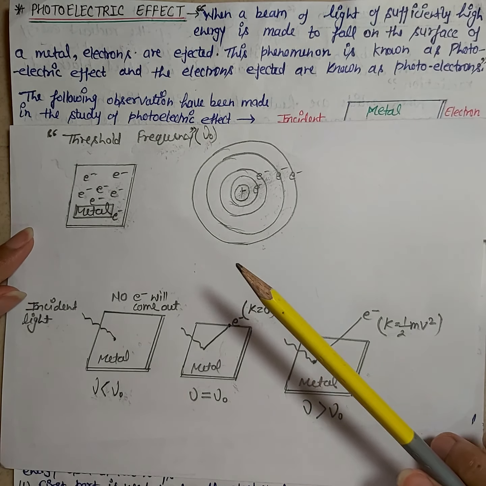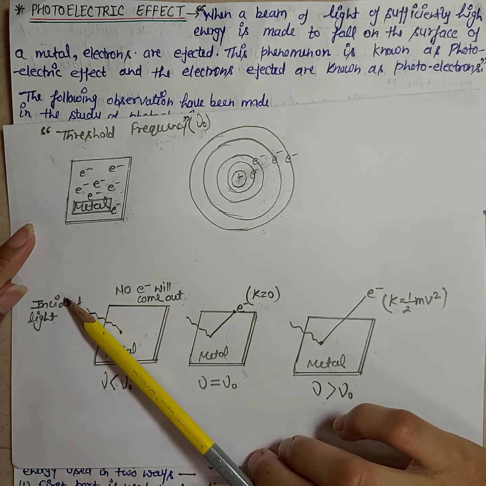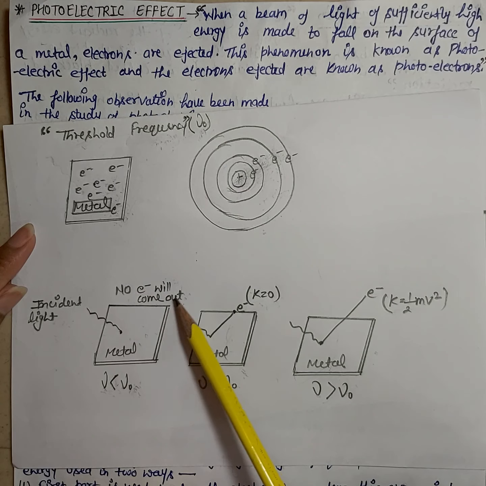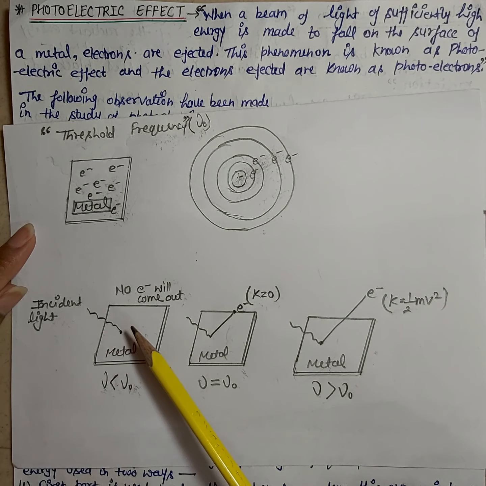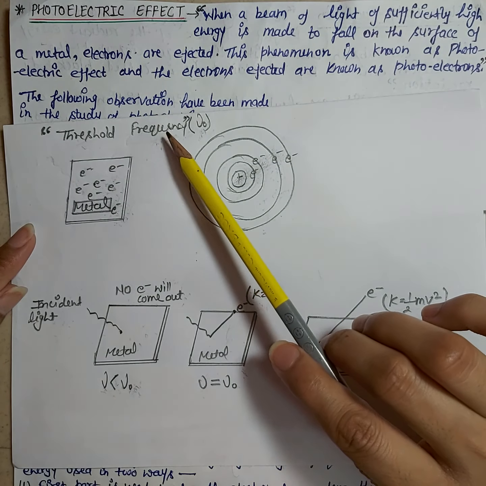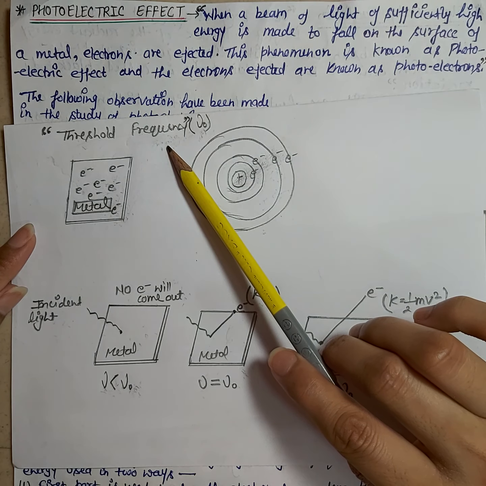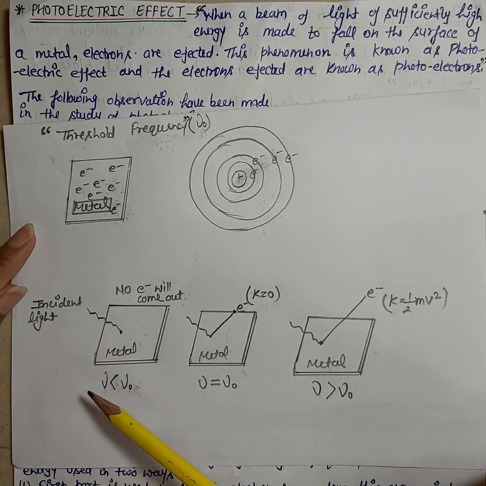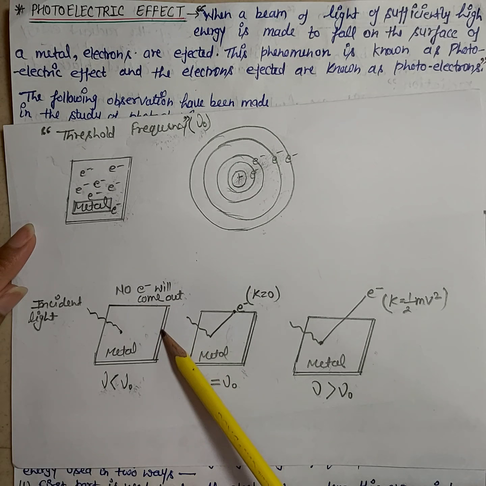Suppose in the first condition we are using incident light which has a frequency less than the threshold frequency. Then what will happen? In this condition, no electron will come out. Why? I have already told you that threshold frequency is required. It is the minimum value of frequency which is required to eject the electron. And here we are using incident radiation which has less frequency than the threshold frequency. That's why no electron will come out.